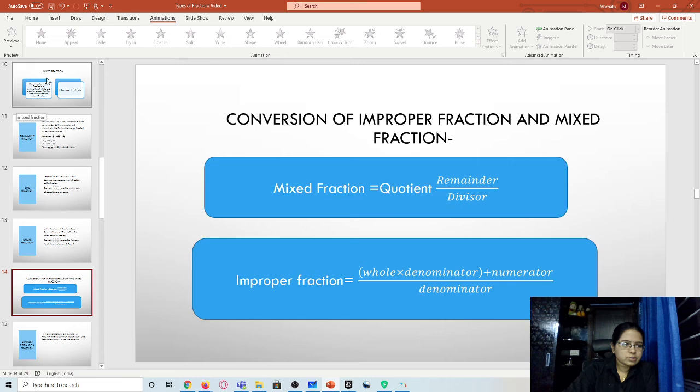Types of fractions are completed. Now conversion of improper fraction and mixed fraction: how to convert an improper fraction into a mixed fraction and how to convert a mixed fraction into an improper fraction.